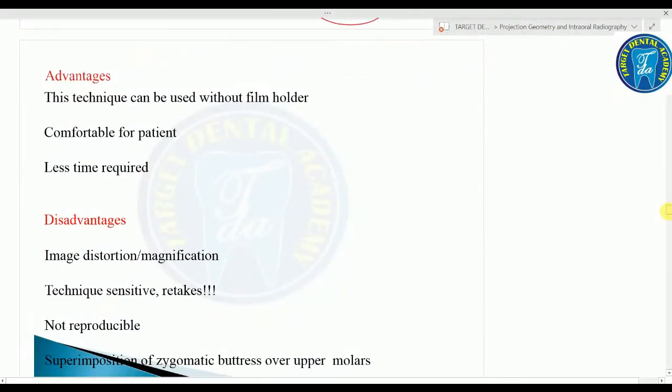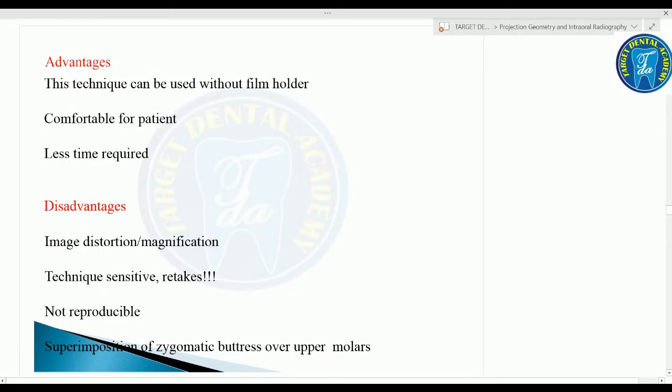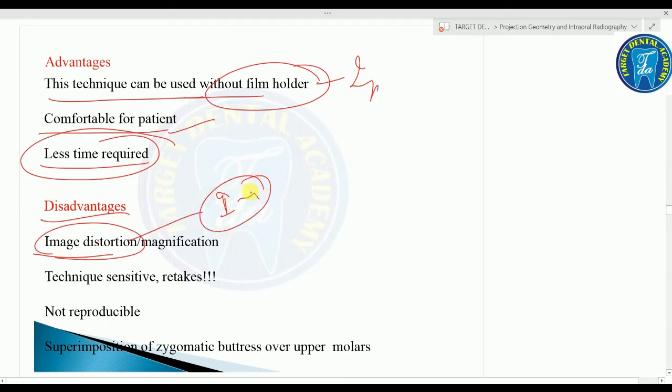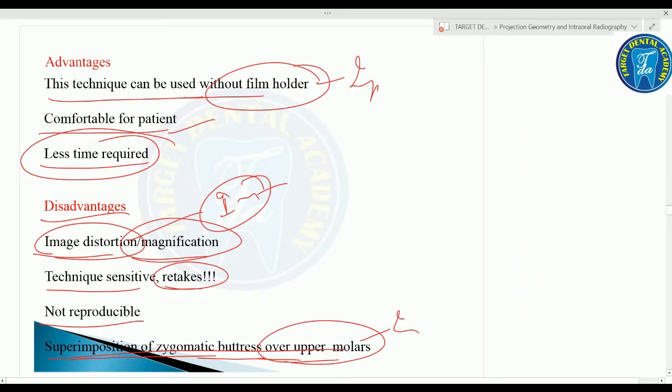So the advantages of this technique: it can be used without the film holder. Important, it is comfortable for the patient. Less time is required to shoot an X-ray. Coming on to the disadvantages: in this, you can see maximum image distortion and magnification. It is technique sensitive, it usually needs retakes, and it is not reproducible. An important point is the superimposition of the zygomatic buttress over the upper molars, a very important, commonly asked MCQ.